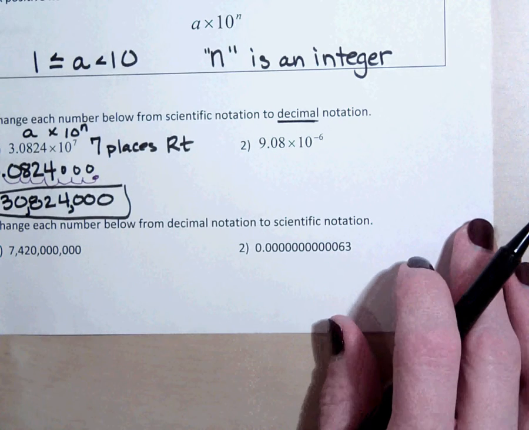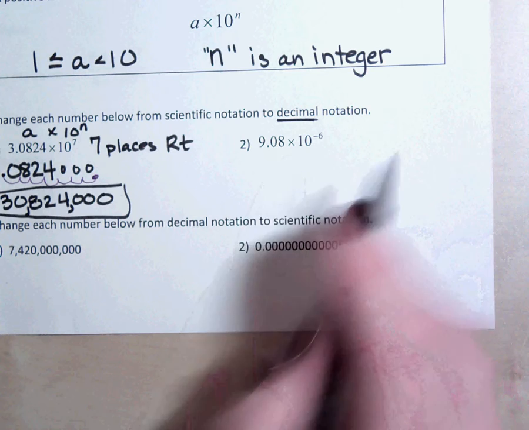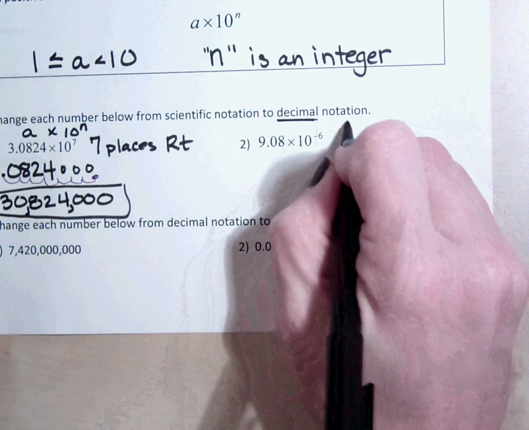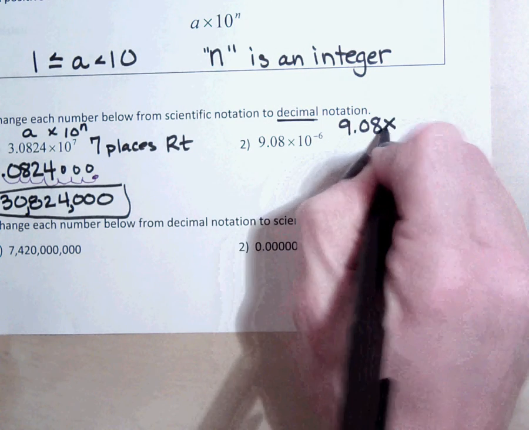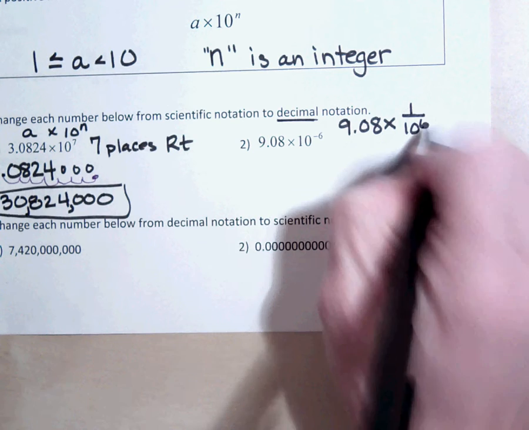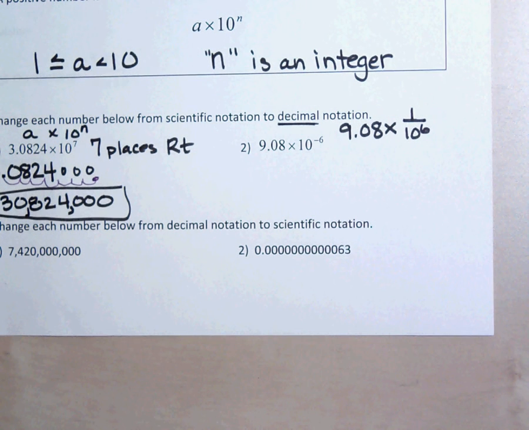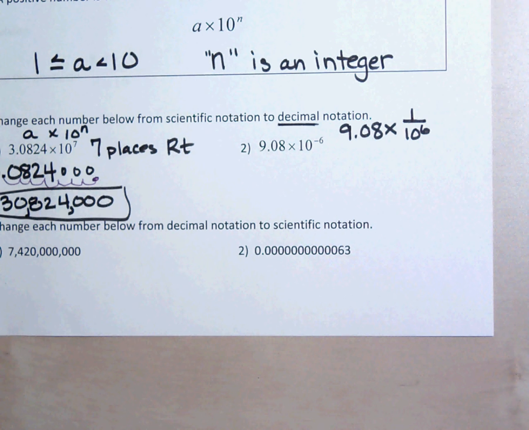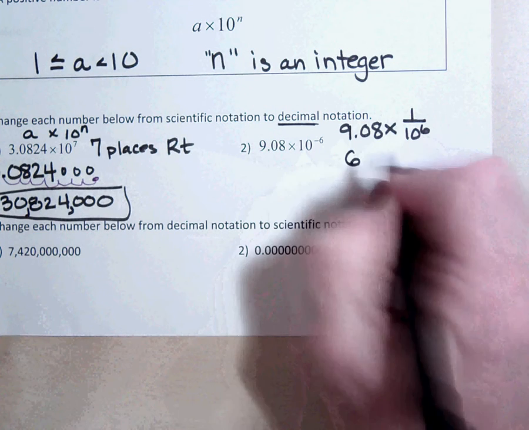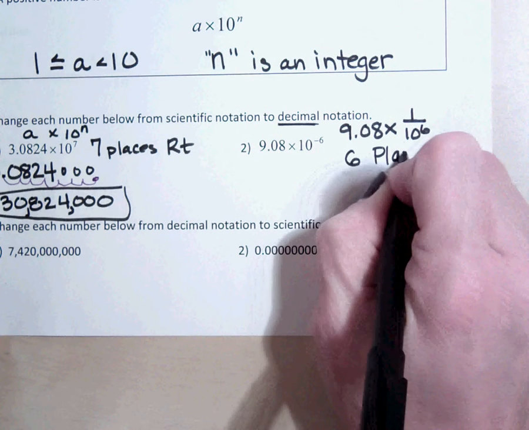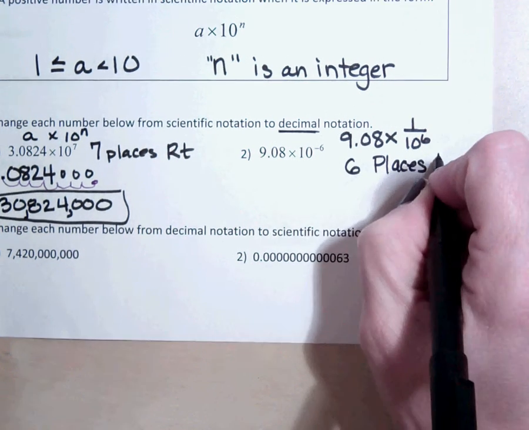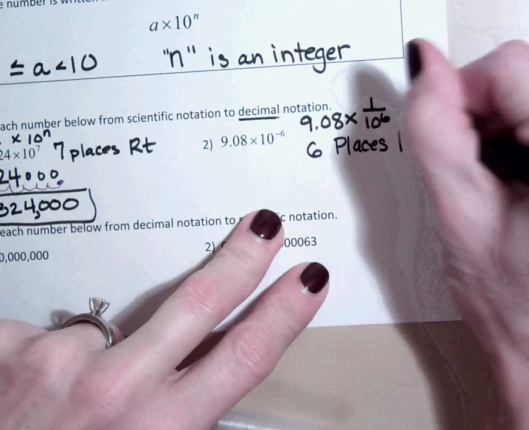Alright, now let's look at one with a negative exponent. This would be the same as doing 9.08 times 1 over 10 to the 6th, which would be 1 over 1 million, or 1 millionth, which is a very small number. So if I did 9.08 times 1 millionth, I'm going to get a really small answer. So this tells me to take my decimal point and go 6 places to the left.